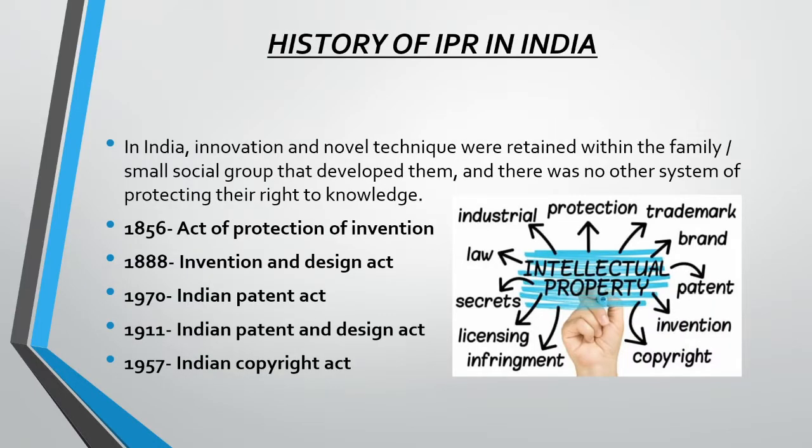This is the history of IPR in India. In 1856, the Act of Protection of Invention was proposed. In 1888, the Invention and Design Act was proposed. In 1970, the Indian Patent Act was proposed. In 1911, the Indian Patent and Design Act was proposed. In 1957, the Indian Copyright Act was proposed.